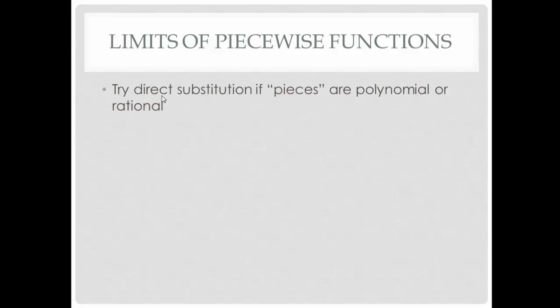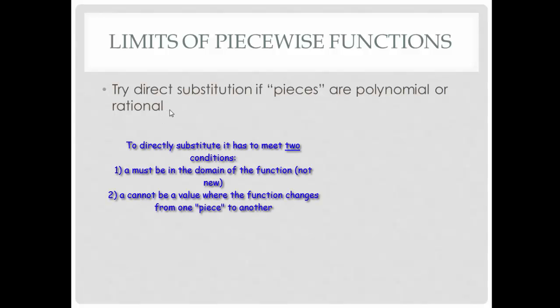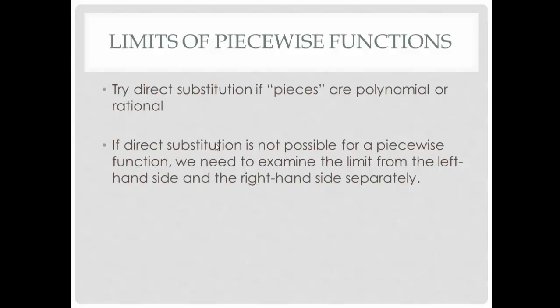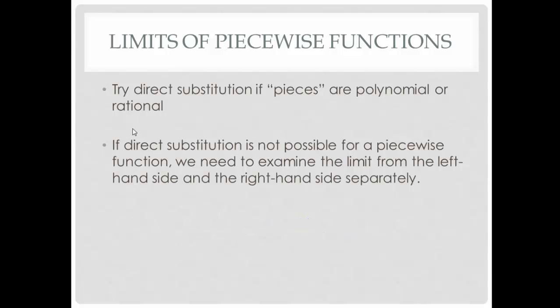We need to discuss what happens when we want to take the limit of a piecewise defined function. So if your pieces are individually polynomials or rationals, great. Direct substitution is still an option. You want to use that if that's actually possible. If direct substitution is not possible for a piecewise function, we're going to need to examine the limit from the left-hand side and the limit from the right-hand side separately.